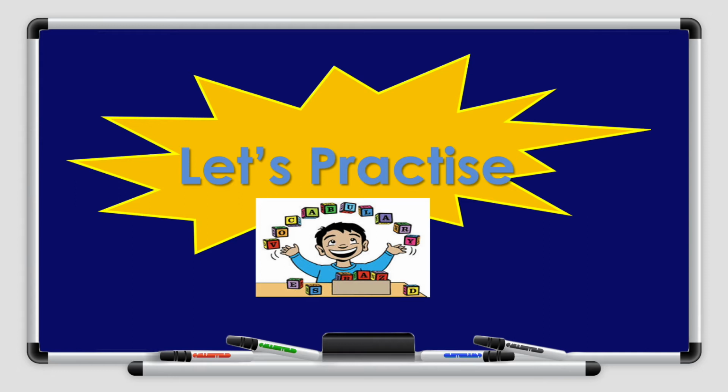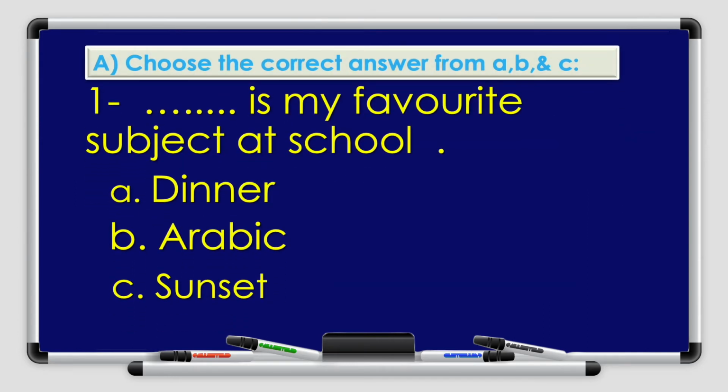Let's practice together. A. Choose the correct answer from A, B, and C. I will read the questions for you. Number 1. Blank is my favorite subject at school. Is it A. Dinner, B. Arabic, C. Sunset? Again, A. Dinner, B. Arabic, C. Sunset. Take a minute and try to find the answer.